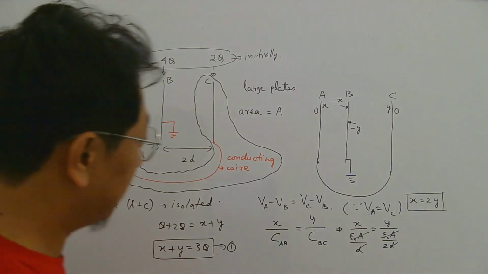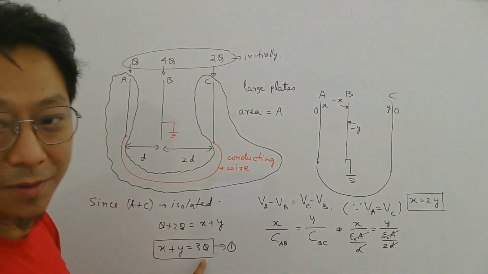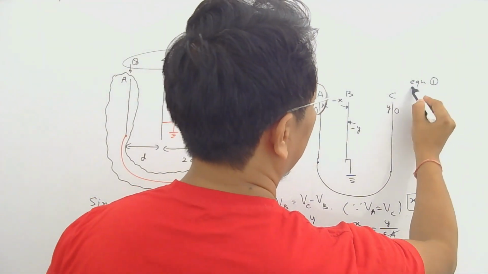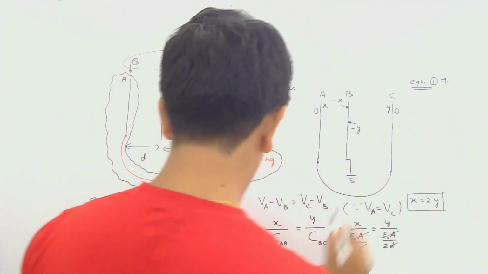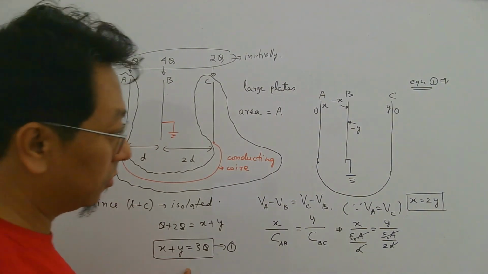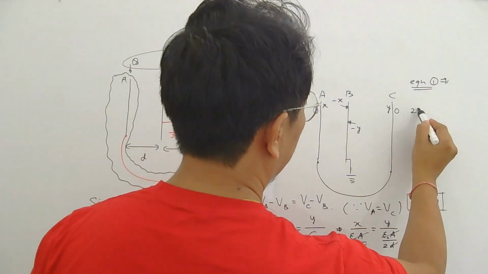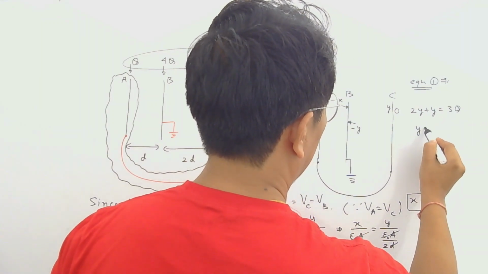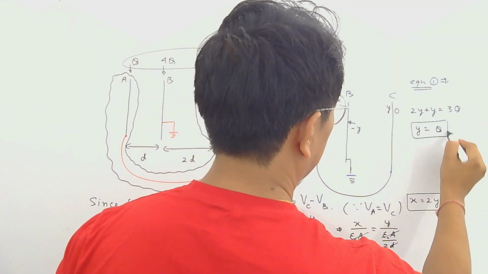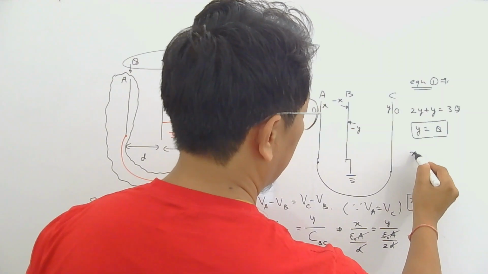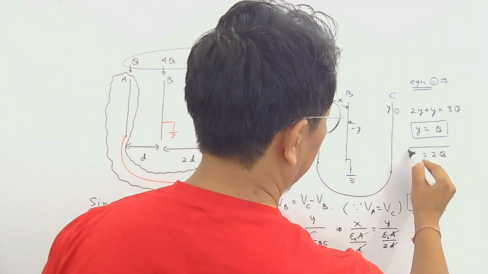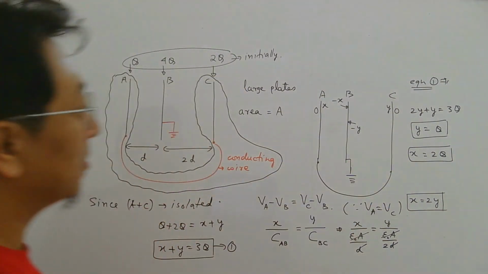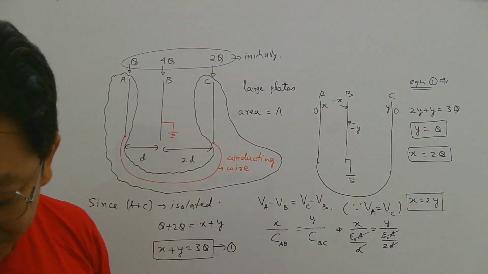So then I can substitute that in equation 1, right? So in equation 1, if I substitute, what will I get? X plus Y is 3q, X is 2Y, so 2Y plus Y equals 3q. So Y will be equal to q itself. And if Y is equal to q, what will be X? 2q, right? Isn't it? So we found X and Y.